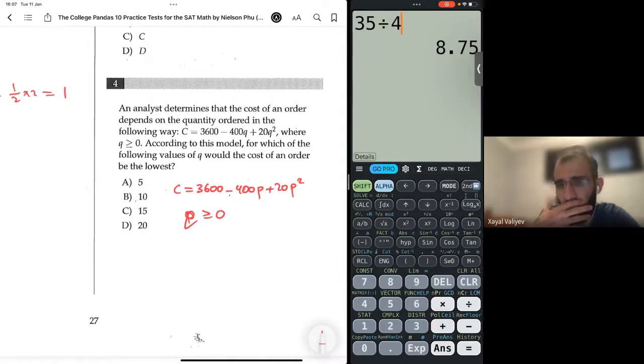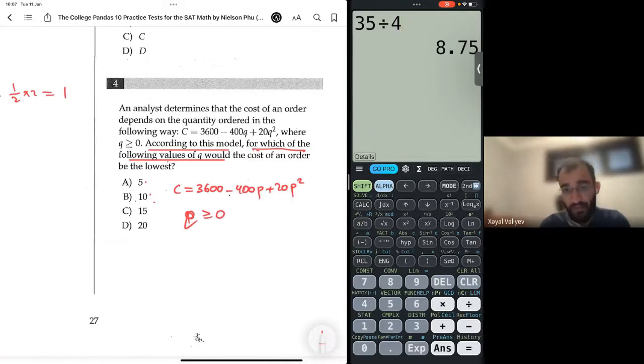Honestly, I didn't understand. At what value of Q, basically? Those are the Q values, right? According to the model, for which of the following values of Q will the cost of order be lowest?